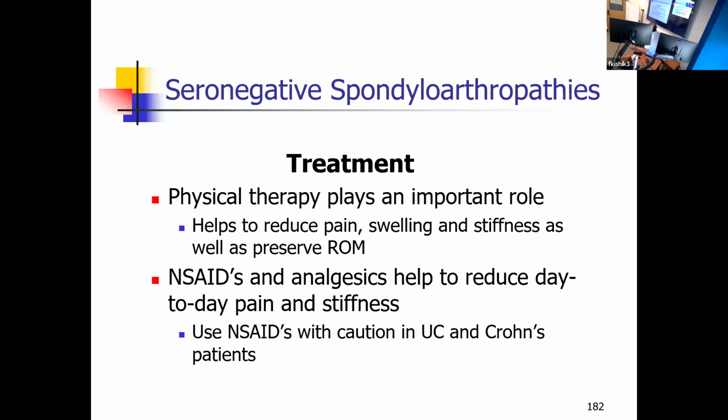And what I mean by that is this. First things first, the common denominator is you should get physical therapy on all these patients. It'll bring down the pain, it'll make the muscles around it strong, especially in your lower back and so forth. NSAIDs, non-steroidal anti-inflammatory medications will help, and analgesics will help.